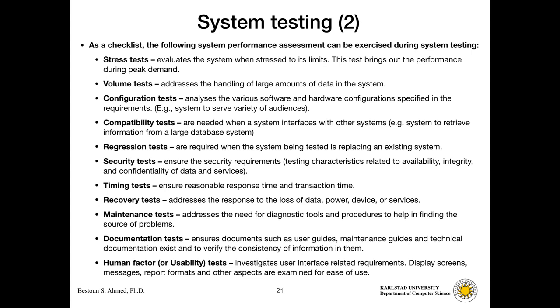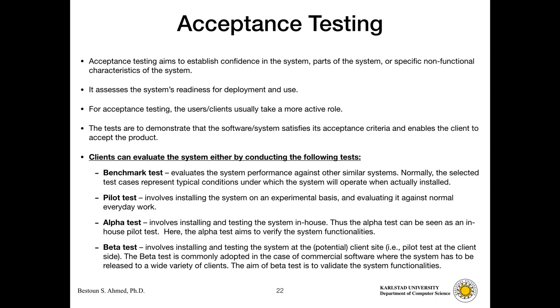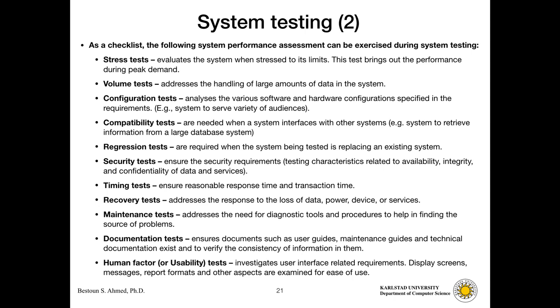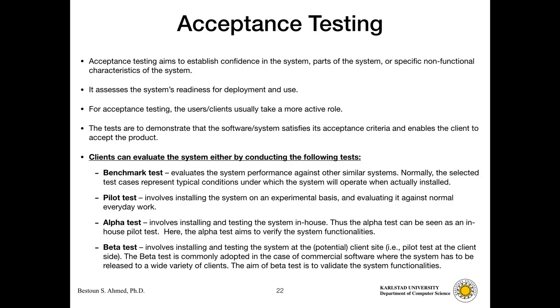You have security testing, you have timing testing, you have recovery testing, you have documentation testing, you have human factor testing. There are many types of system testing. And finally, you have acceptance testing. This acceptance testing is very important because you now develop the software, you did the system testing with all these tests, and then you have acceptance testing that is aimed to establish confidence in the system.